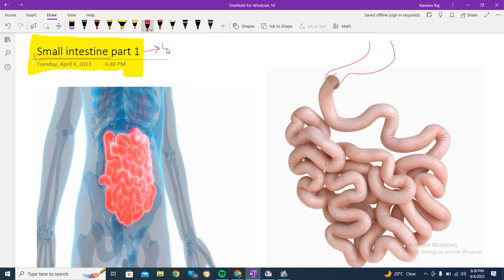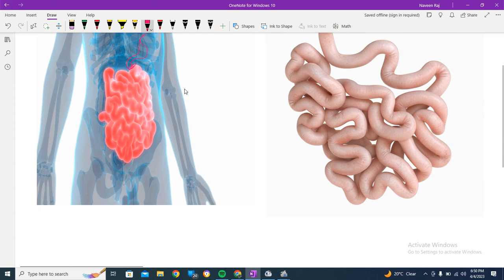alimentary canal. And if you talk about the length, it is 20 feet long, 20 feet long, right? 20 feet, which is about 6 meters long, and it is 3 to 4 centimeters wide. It constitutes two parts among three of the alimentary canal. Like if you divide the alimentary canal into three parts, two parts will be constituted by the small intestine.